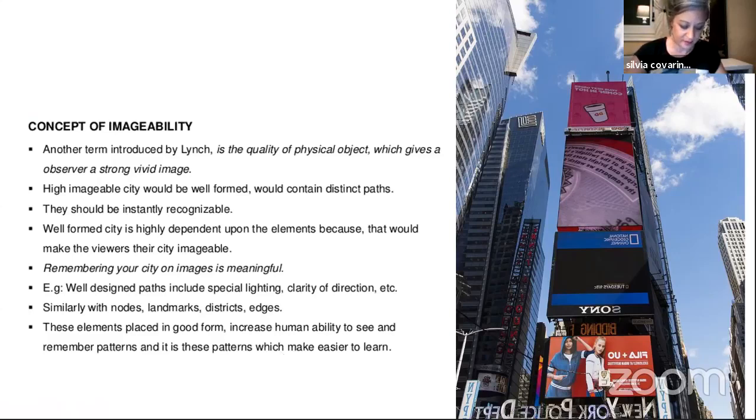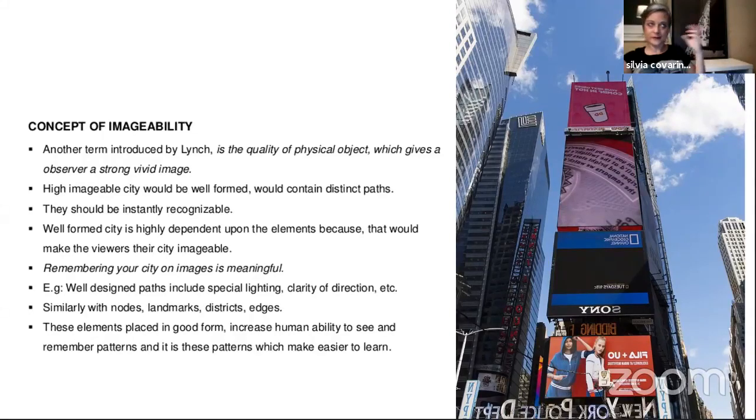It's a landmark everybody can easily recognize, can reconnect with this icon and landmark. It's a square and the shape of a building. The highly imageable city will be well formed. If we have a good reference in the city, probably there is a good design, a strong design of the built form, that would contain distinct paths. Also, another very important thing is the connection between one point and another point. They should be instantly recognized.